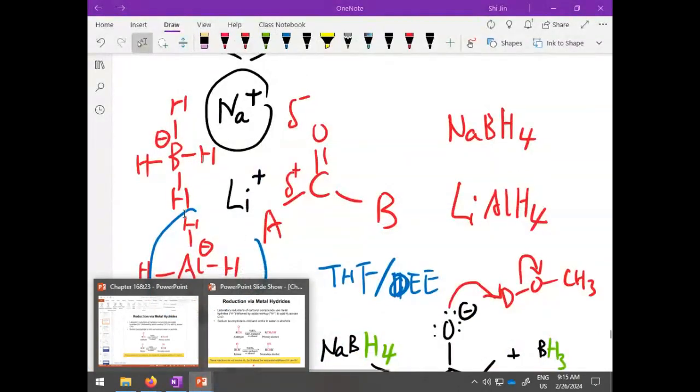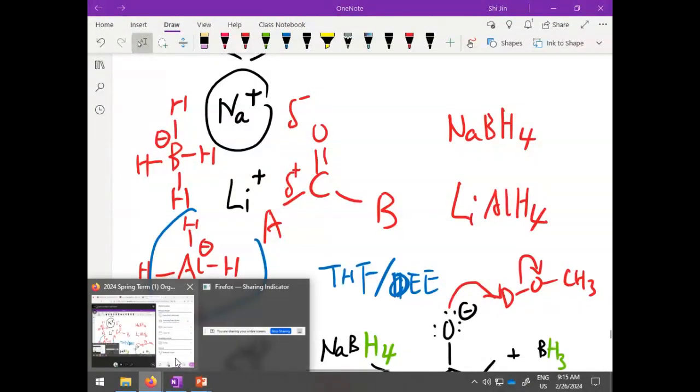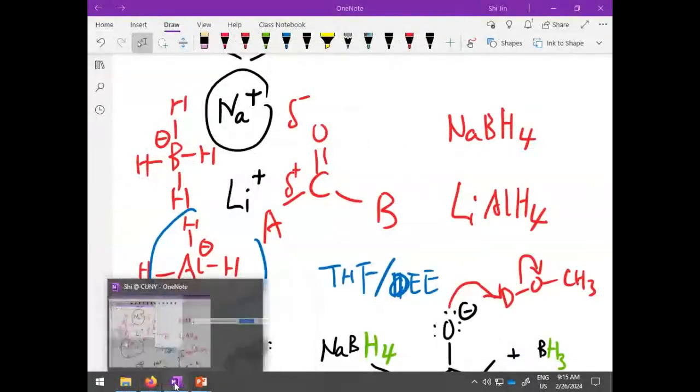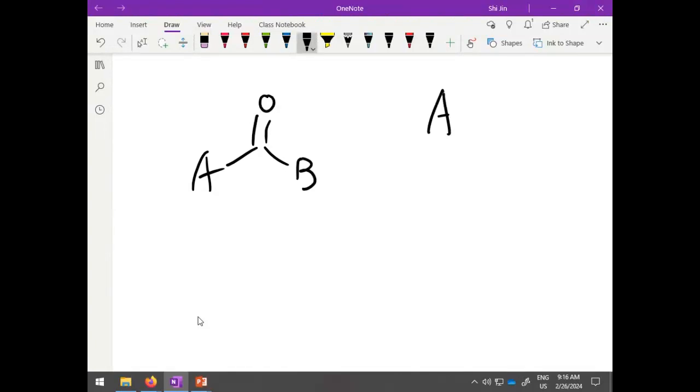In terms of the reactivity difference, lithium aluminum hydride can reduce all forms of carbonyl groups. The kinds of carbonyl groups we see in this chapter are basically two types. One kind is called ketone or aldehyde, meaning A and B are either hydrogen or hydrocarbon groups. Okay, this is called ketone or aldehyde.